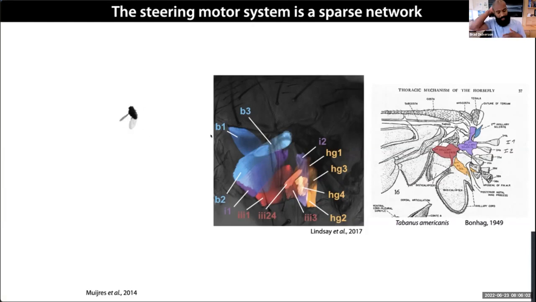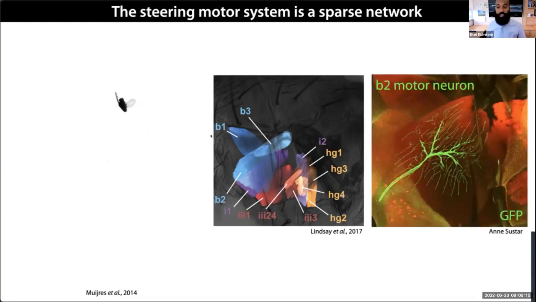And so one way we think about this is that the motor system for steering is a sparse network. Now, something that makes this problem additionally challenging, but also very interesting to study, is that each steering muscle is innervated by a single motor neuron. So in contrast to the birds that Dre was talking about, which have hundreds to thousands of motor neurons per muscle, in insect flight, the muscles that are controlling steering each only have a single motor neuron, right? So how is it that you can get such a broad range of behavior from just a few muscles?